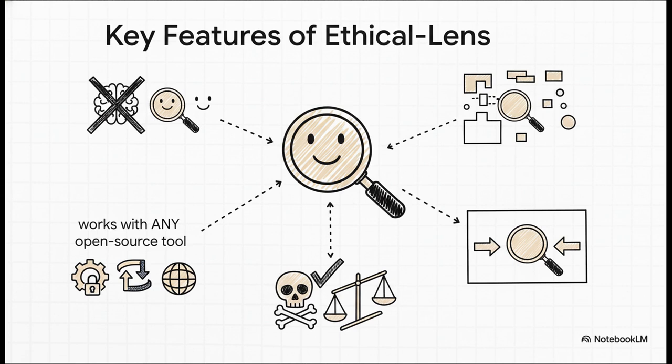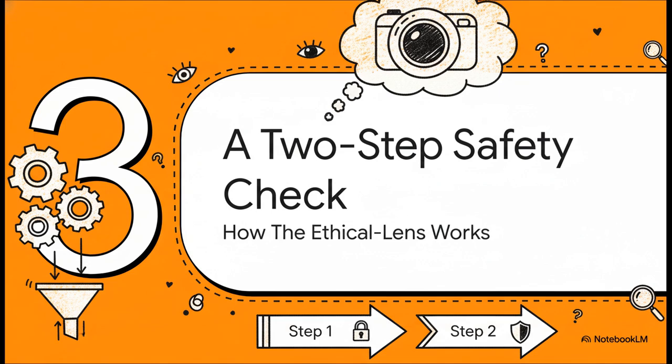It checks both the text you type in and the image that comes out, so it's targeting both toxicity and bias. So how does this thing actually work? What's the secret sauce? Well, it's actually a pretty clever two-step process.